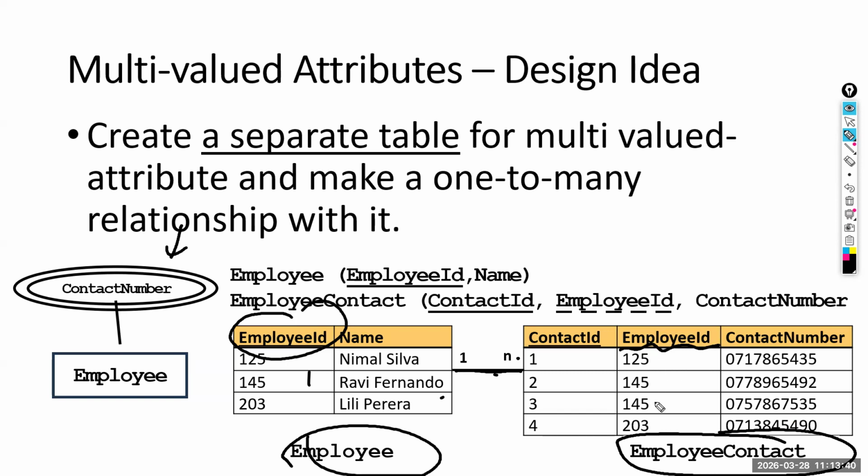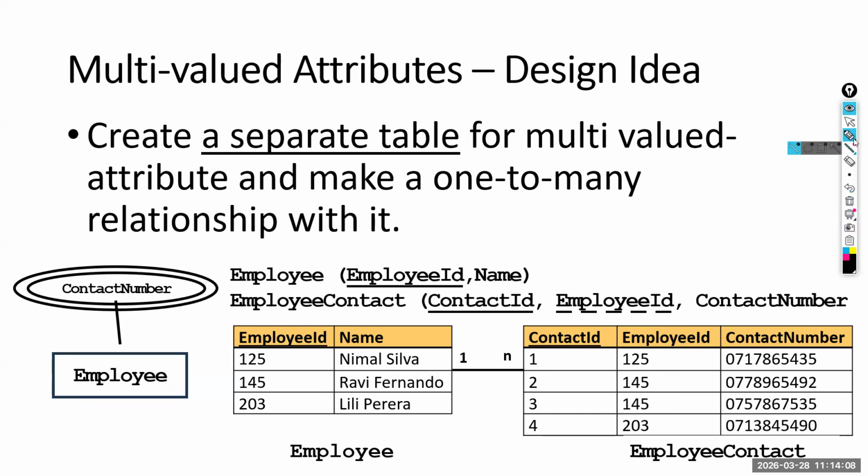So then you know that this particular employee has two contact numbers, 145, Ravi Fernando. But Nimal Silva has one contact number, and Lily Fernando's contact number is this. So you can have any number of contact numbers because you have the foreign key. Okay, foreign key. Now, if you have any doubts, anything you want me to clarify, let me know. Otherwise, I will go faster and faster.